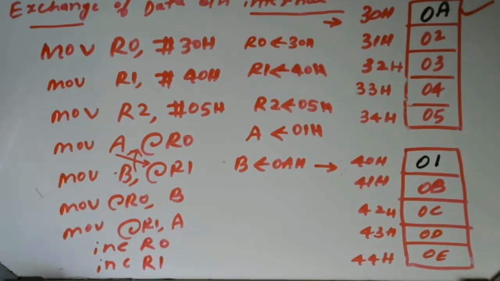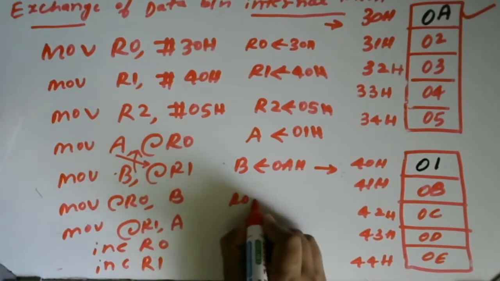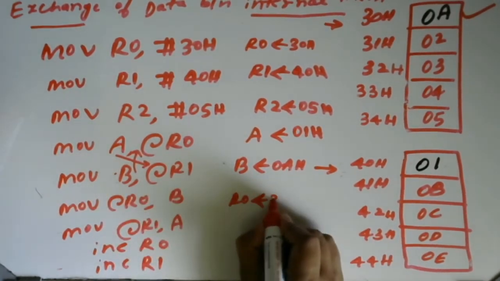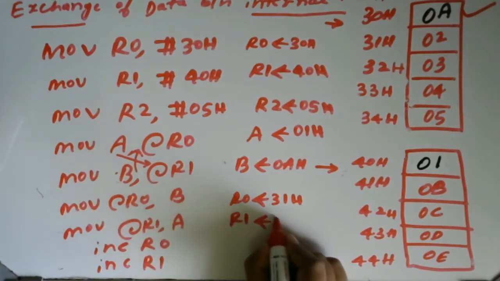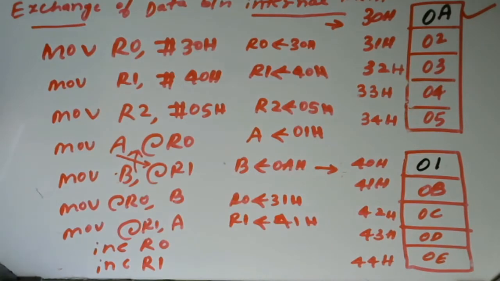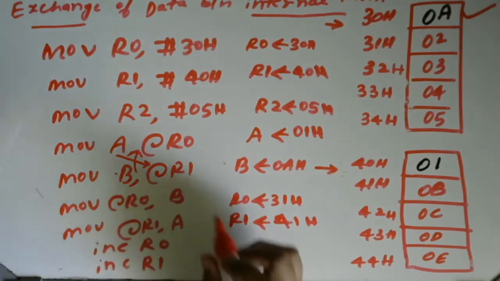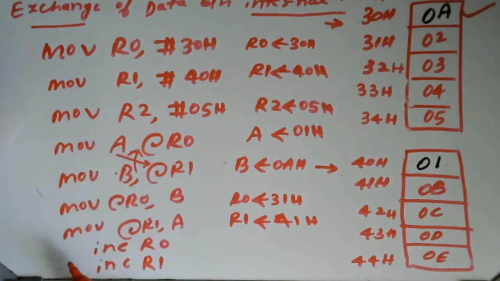What happens when this is done? R0 will have 31H and R1 will have 41H, right? So next we need to access these data into the accumulator. That means we need to repeat these instructions.